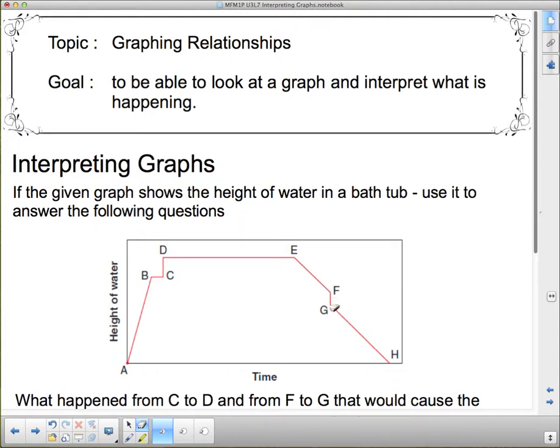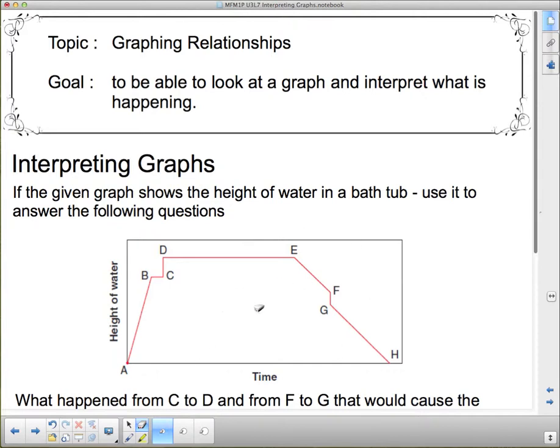When you go from F to G, they are right on top of each other, so they're both at the same time. So it's an instantaneous change. And then it's going out, going out, going out. Now, a couple of things that when I look at this, I get a feel for.